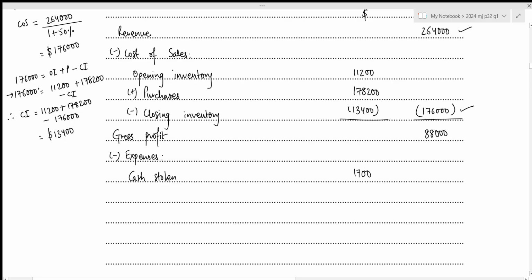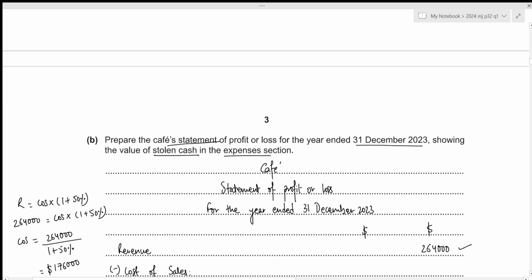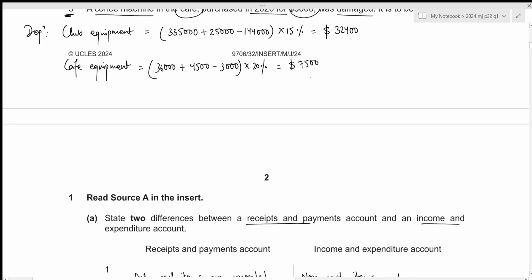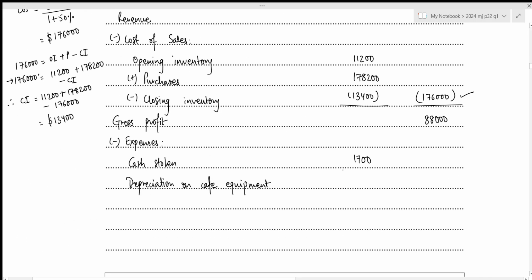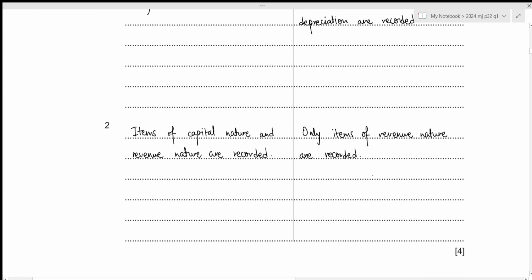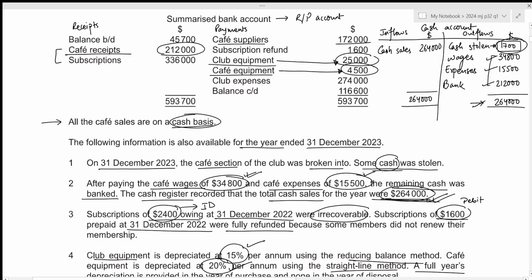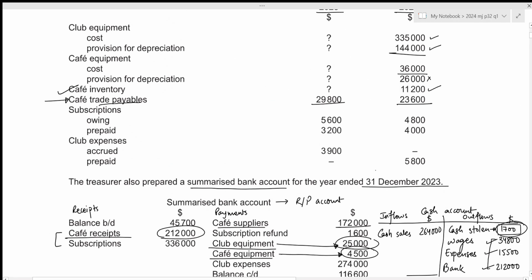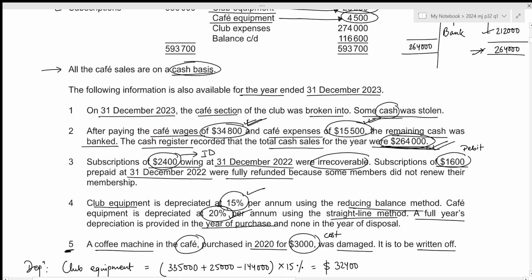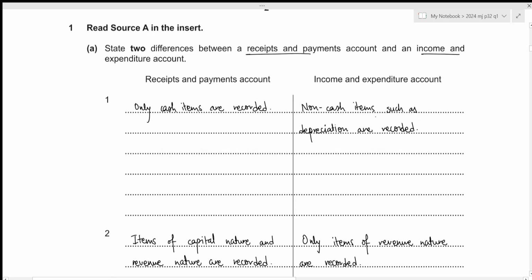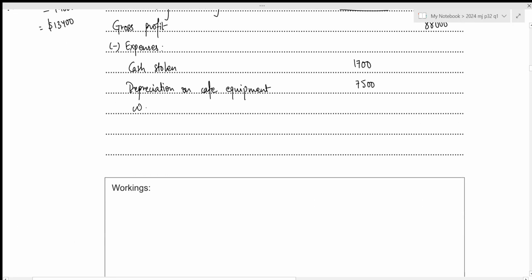Then we've also calculated the depreciation on cafe equipment. Let's write it down. The depreciation on cafe equipment was 7,500. Okay, we then have our cafe wages and cafe expenses. And we always need to check for any of the adjustments within our opening and closing balances. In this case, we do not have any expenses related to cafe. So we can just mention the amount of 34,800 as wages and 15,500 as the expenses. Let's write it down. So we have the wages of 34,800 and the expenses of 15,500.